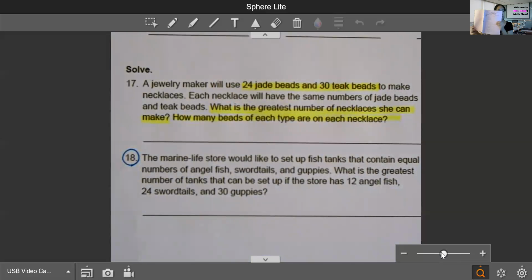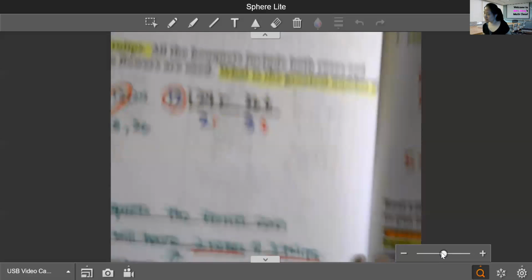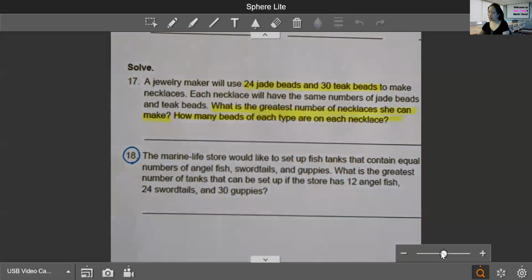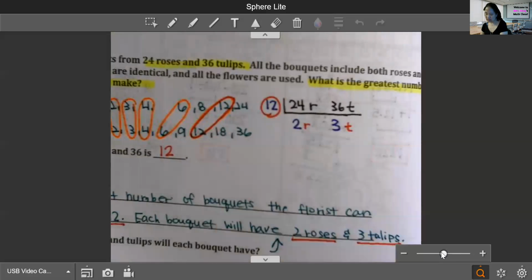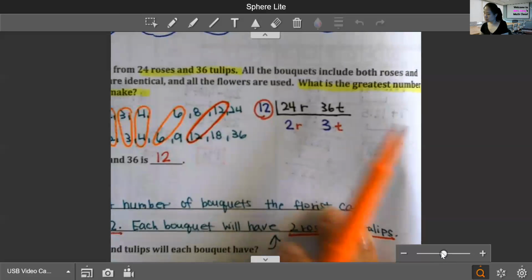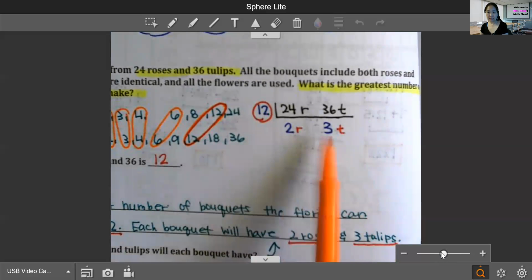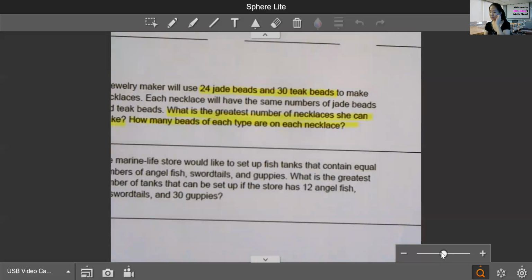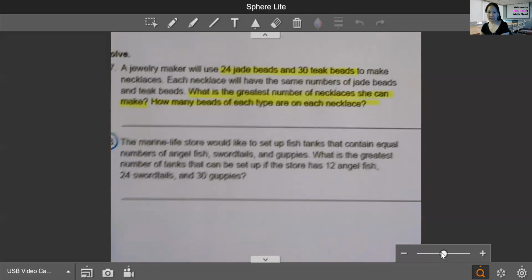And if you refer back to the notes, the video that I made, or the lesson that I taught you, to figure out how many beads of each type are on each necklace, when you're done with the upside down cake method, you can look at the leftover numbers, and that would give you how many beads of each type are on each necklace. Okay, the one that I'm actually going to do is number 18.